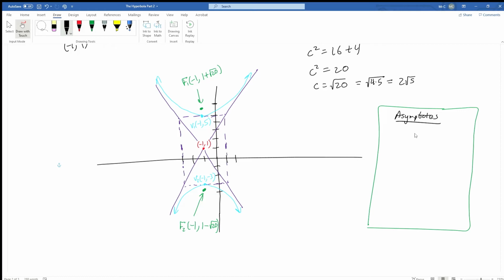Well, let's just kind of reason through this. The slope, well, the rise is my distance up from the center, which is 4, and I go over 2. So the slope is 4 over 2, which is 2. So that's one of the slopes, and the other slope is negative 2.